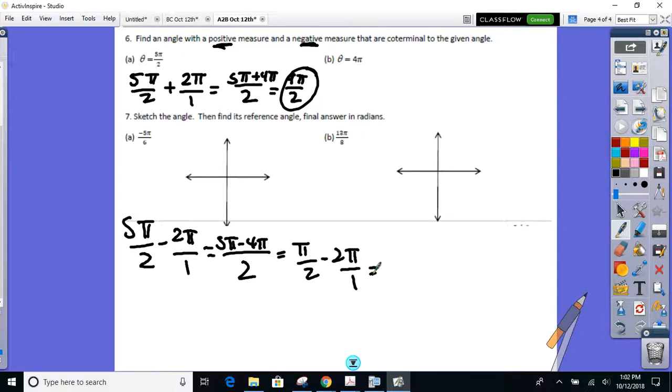What's my common denominator? Sorry, I didn't give you much room. 2, so it's going to be pi minus. What's this one going to become when I multiply it by 2? 4 pi. So what's the negative version here? Negative 3 pi over 2. Yep. So there's my positive 9 pi over 2. There's my negative one, negative 3 pi over 2.